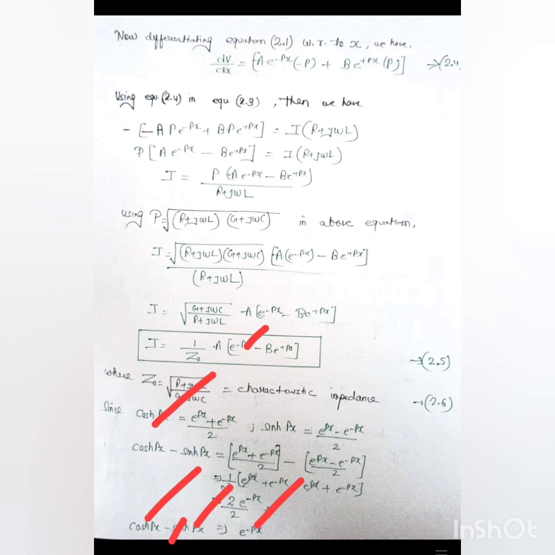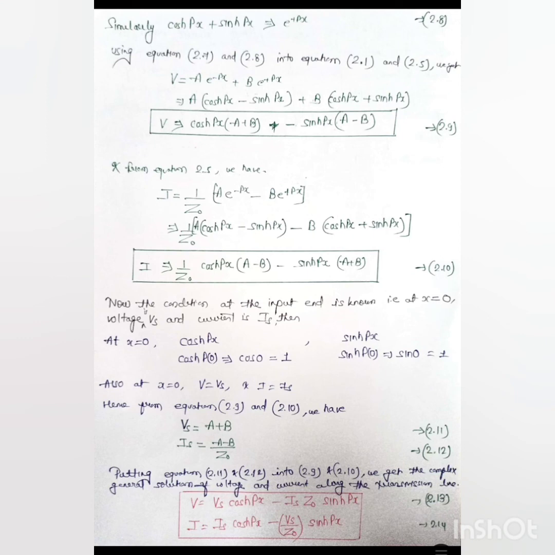Likewise, when we add cosh with sinh, here when we add cosh(px) with sinh(px), we get e^(px). So in the voltage and current equations, we put e^(-px) as cosh(px) minus sinh(px), and e^(px) as this other equation. We have the voltage equation v equals A e^(-px) plus B e^(px), and in place of e^(-px) we take that formula, which is cosh(px) minus sinh(px).